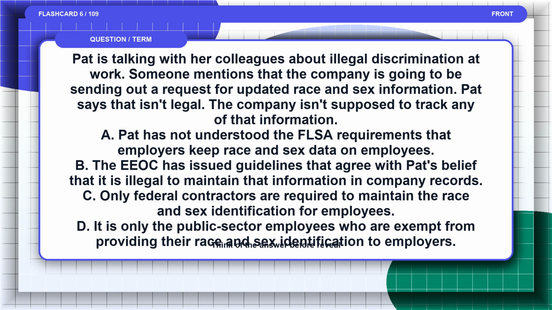Pat has not understood the FLSA requirements that employers keep race and sex data on employees. The EEOC has issued guidelines that agree with Pat's belief that it is illegal to maintain that information in company records. Only federal contractors are required to maintain the race and sex identification for employees. It is only the public sector employees who are exempt from providing their race and sex identification to employers.